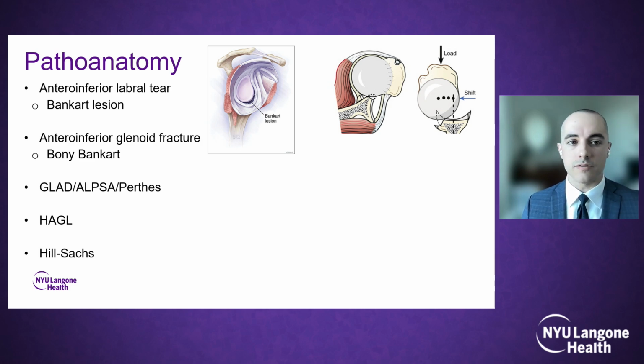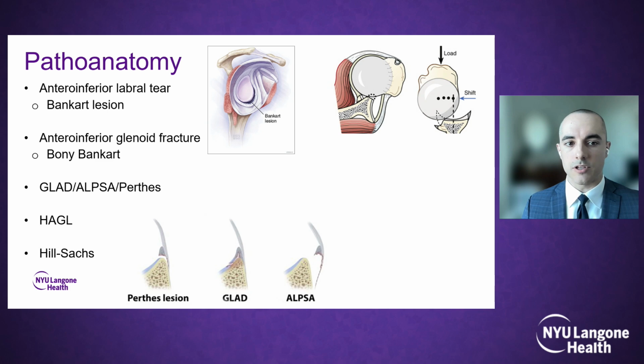There's also different variations of labral injury, including the GLAD, ALPSA, and Perthes lesions. And these are just different variations in which the labral injury is also associated with either a disruption of the anterior glenoid periosteum or the anterior articular cartilage. And this can potentially affect the patient's outcome or even surgical management.